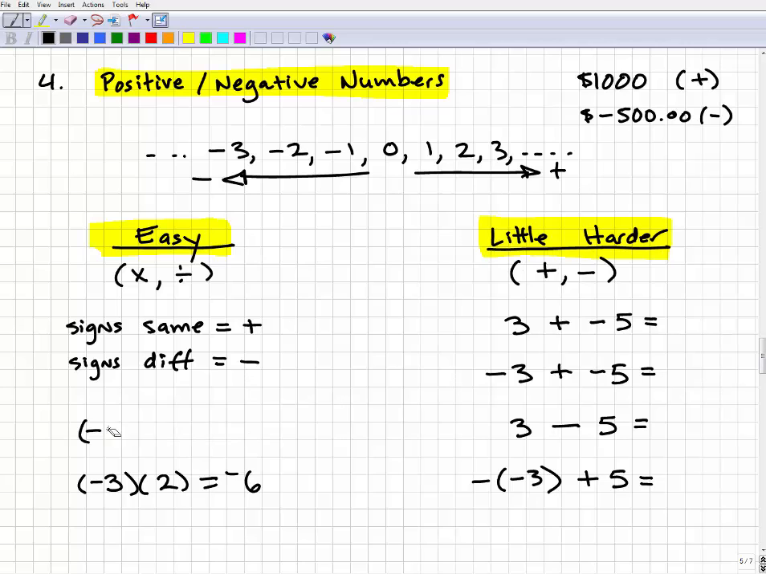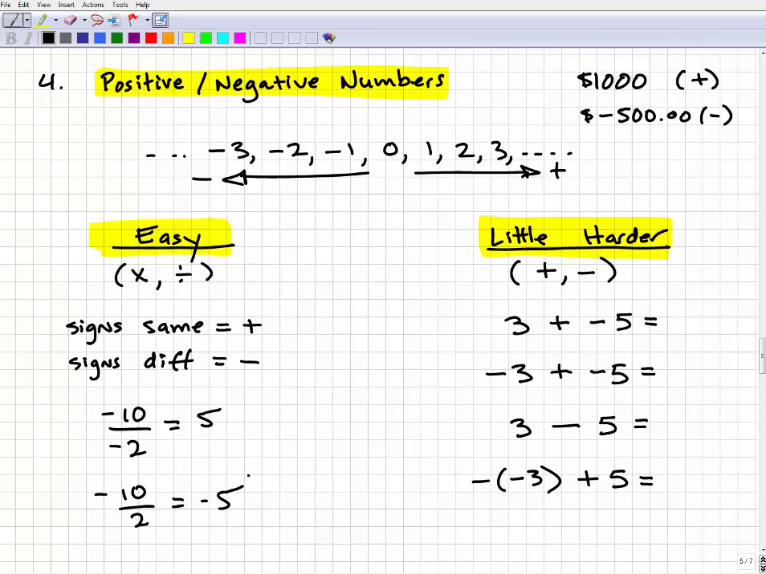Now, same thing for division. Let's go ahead and write this. -10 divided by -2. Signs are the same. Answer is +5. I have -2 divided by a +2. Signs are different, so my answer is a -5. So if you can remember these rules, you're going to be well on your way.